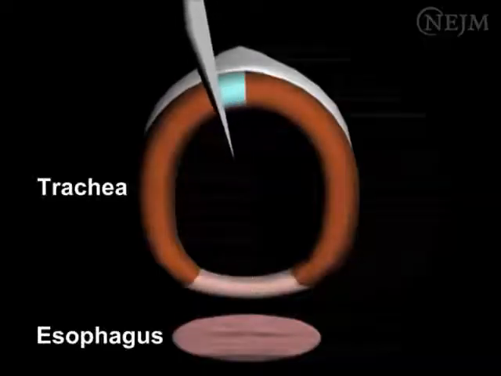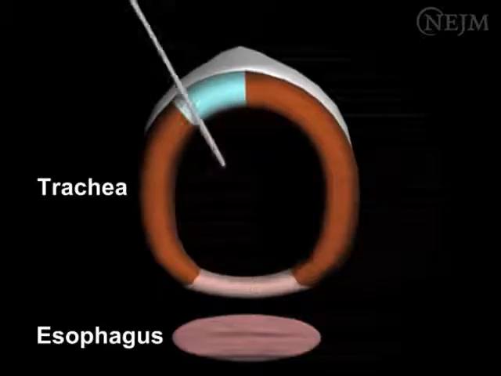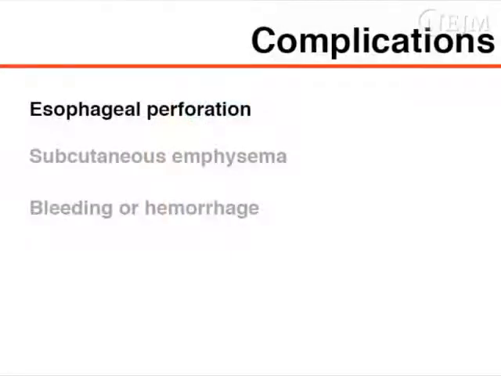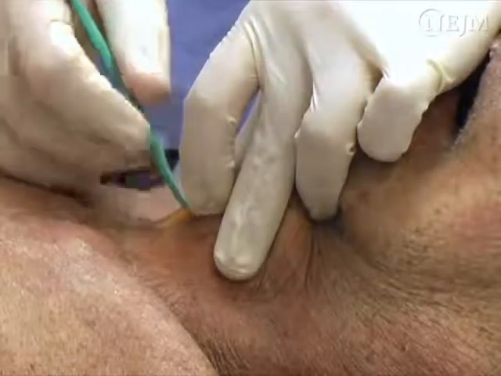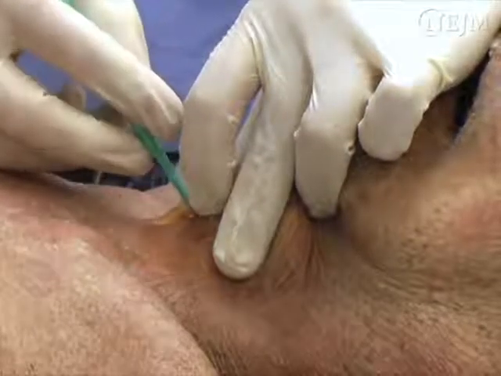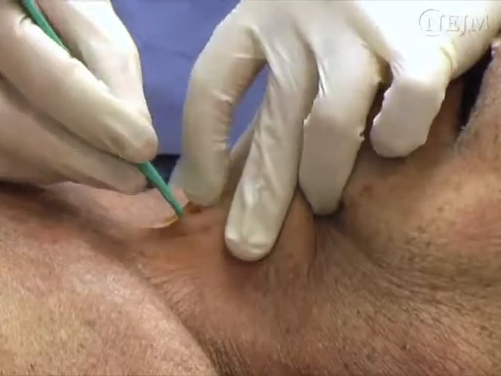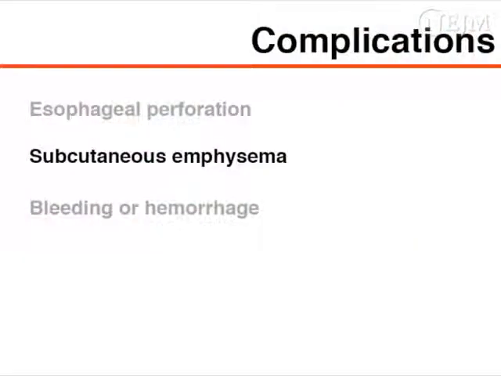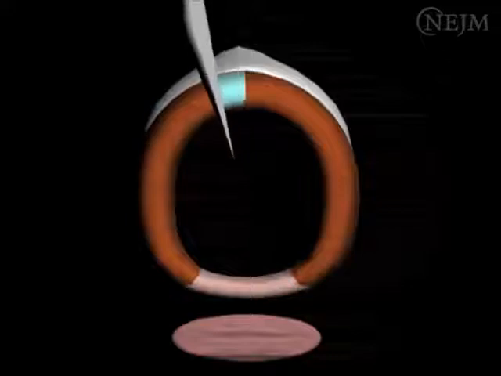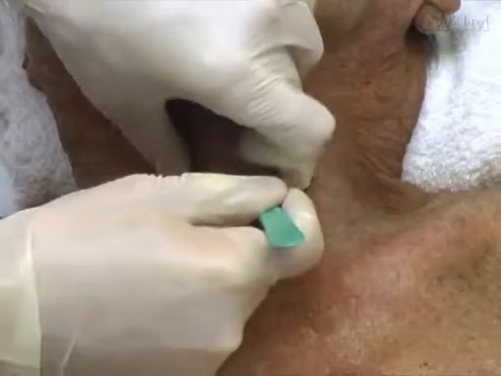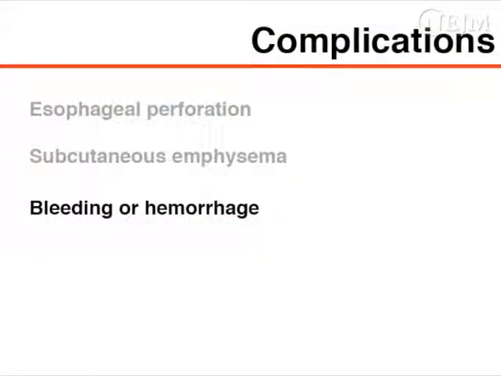There are three major complications of cricothyroidotomy. First, esophageal perforation occurs when the blade penetrates too deeply. To prevent this, allow only the distal 1.3 centimeters of the blade to enter the trachea. Second, subcutaneous emphysema may occur if the horizontal incision is too wide, allowing air to become trapped in the subcutaneous tissue. Third, excessive bleeding or hemorrhage may occur if a vessel is ruptured.